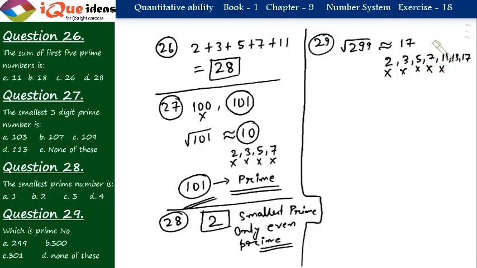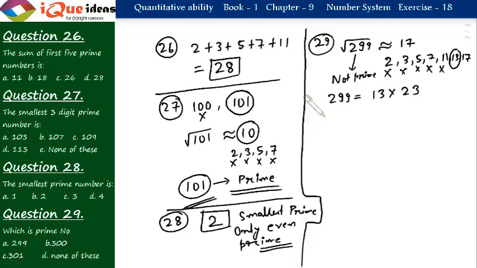Is it divisible by 13? 13 2s are 26. Then 3, 39. 13 3s are 39. Oh, so it is divisible by 13. So 299 is not prime, right? Because it is divisible by 13. 299 is equal to 13 into 23. So this is not a prime number.